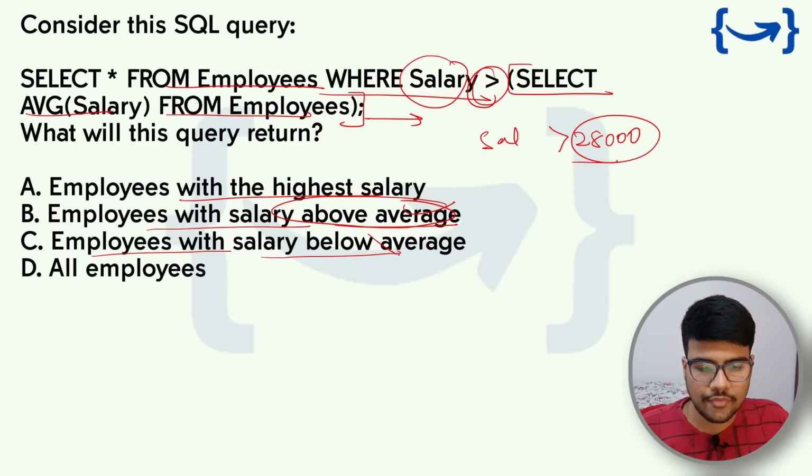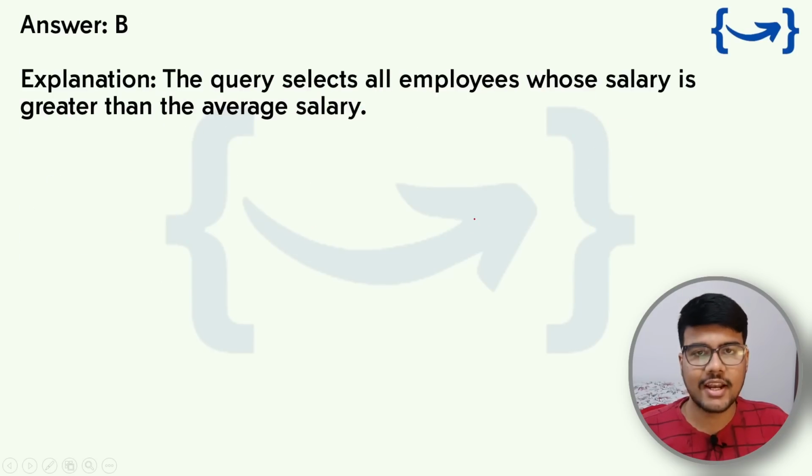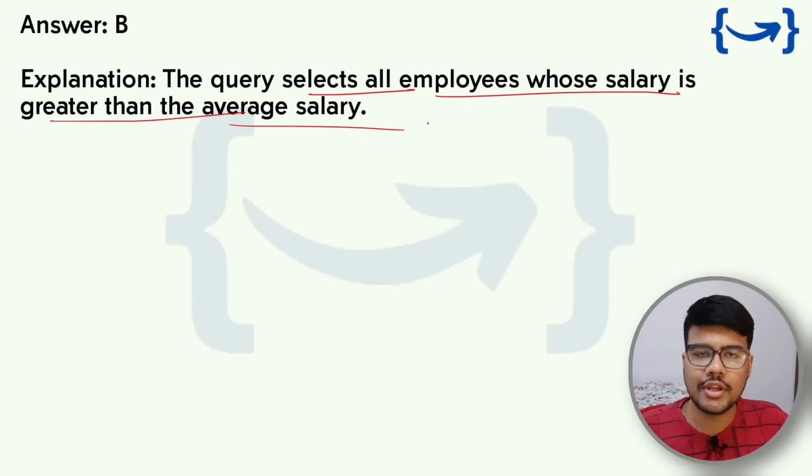So employees with salary below average, no, this can't be the option. This is the right option. Let's see, B is the right option. The query selects all employees whose salary is greater than average salary.